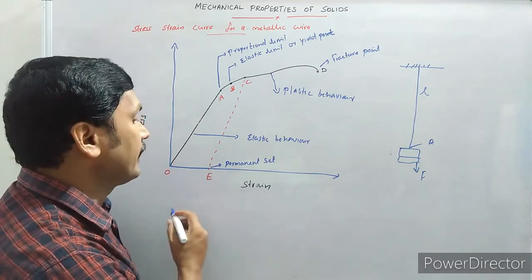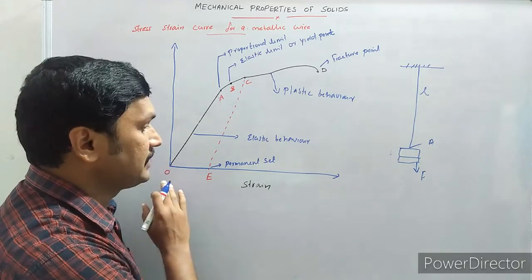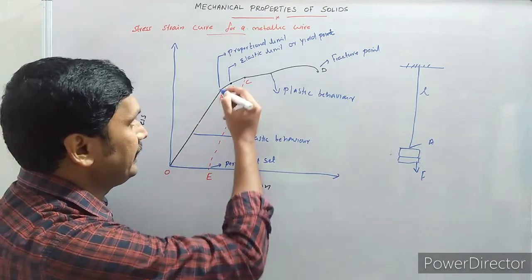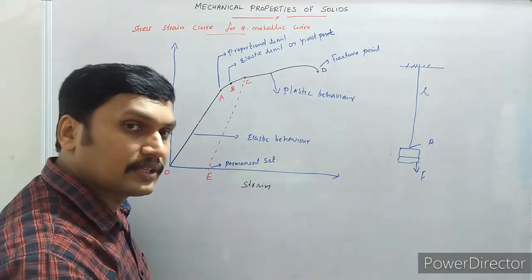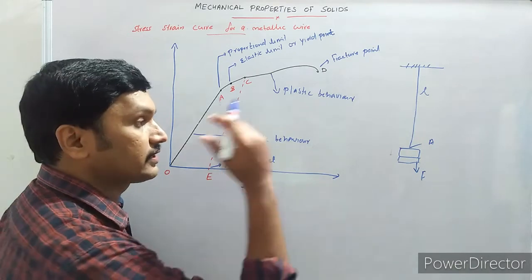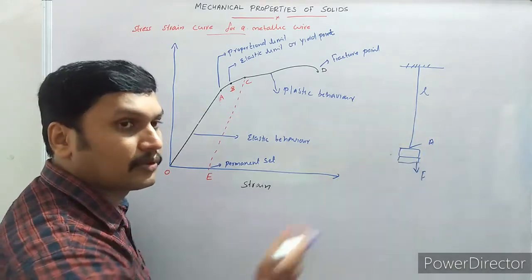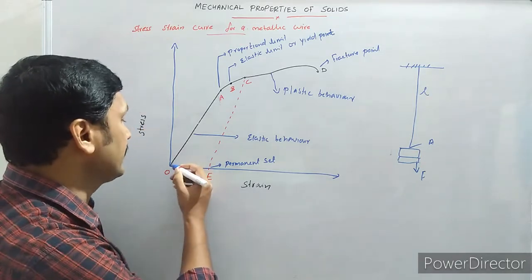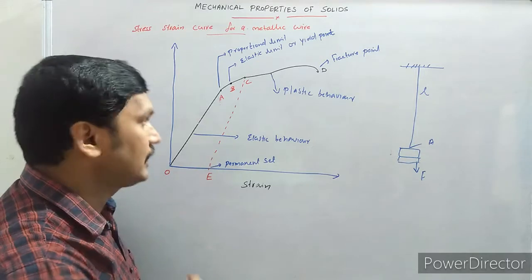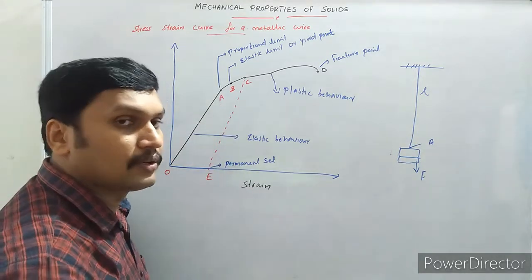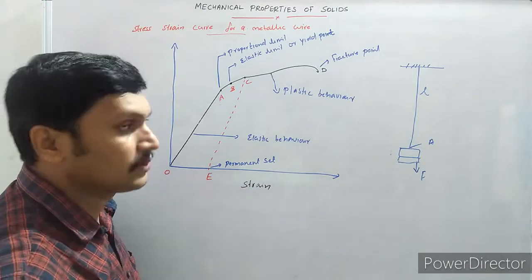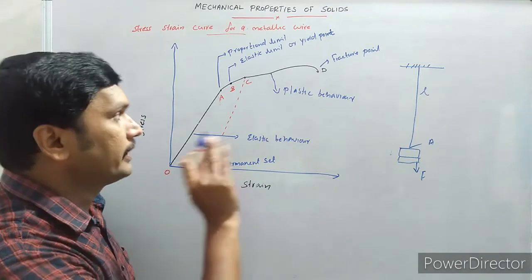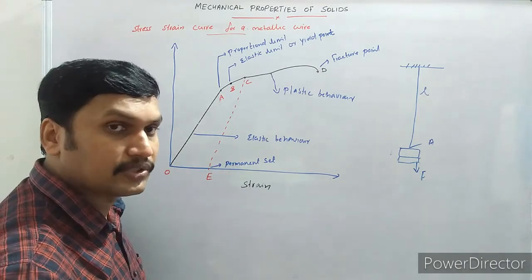If you are plotting a graph between the stress and strain by taking the strain on the x-axis and stress on the y-axis, up to the point A, whenever we are increasing the stress, the strain also increases. In order to increase the stress, we are adding more and more weight. So in this graph, OA is a straight line. It means up to the point A, it obeys Hooke's law. The stress is directly proportional to strain. So the point A is known as the proportional limit.